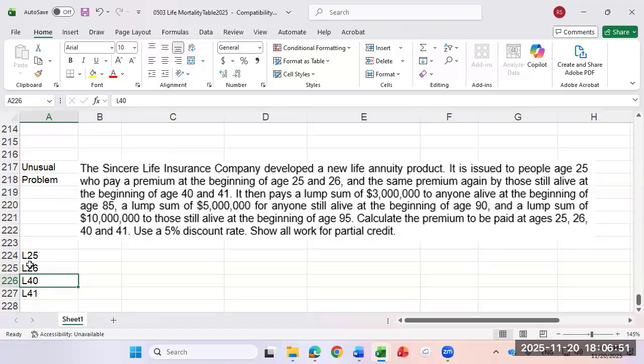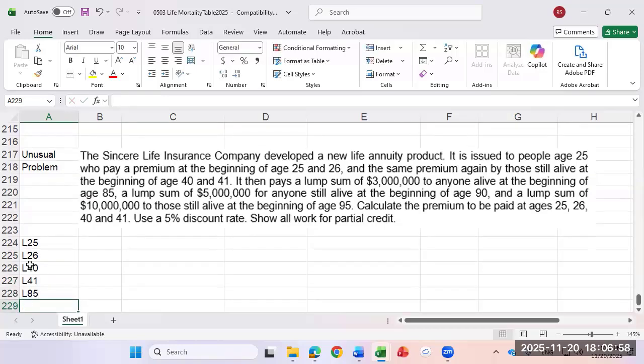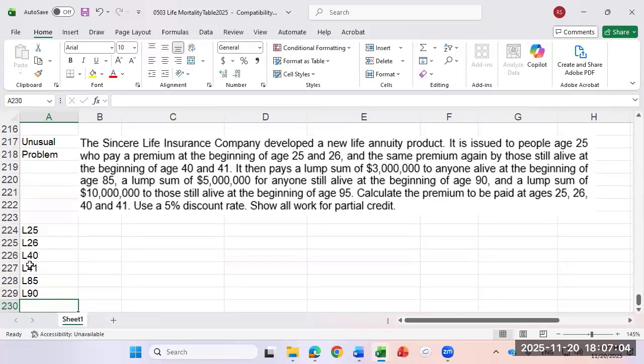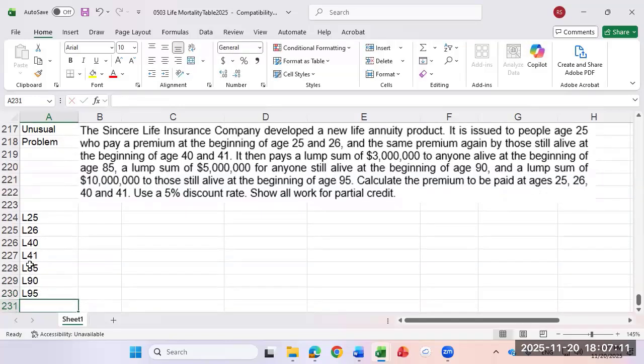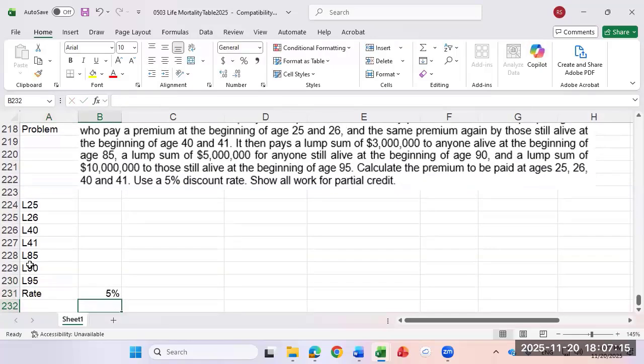It then pays a lump sum of $3 million to anyone alive at the beginning of age 85, a lump sum of $5 million to anyone alive at age 90, and a lump sum of $10 million for anyone alive at age 95. The rate is 5%. So let's think about the Ns on here. What time period are we going to use?